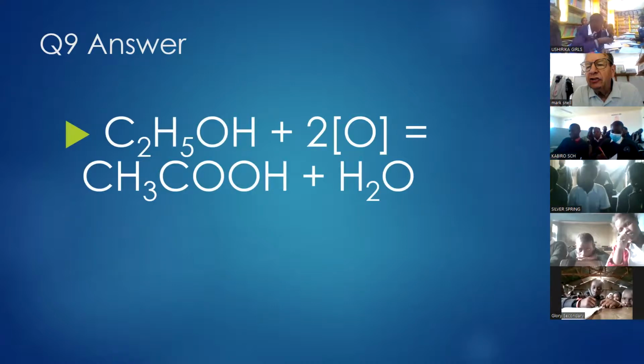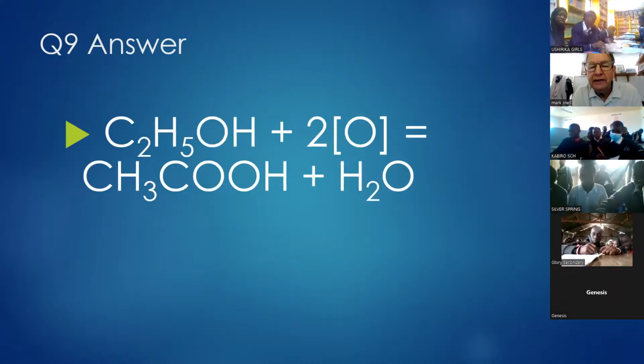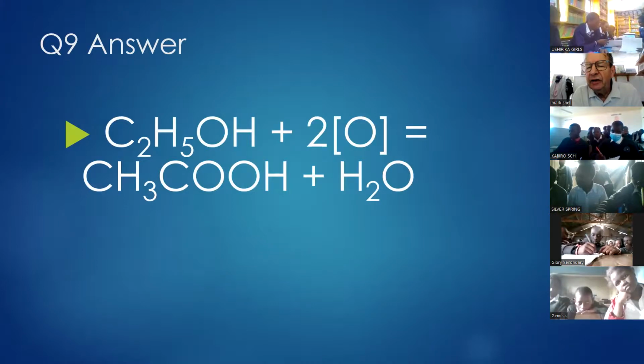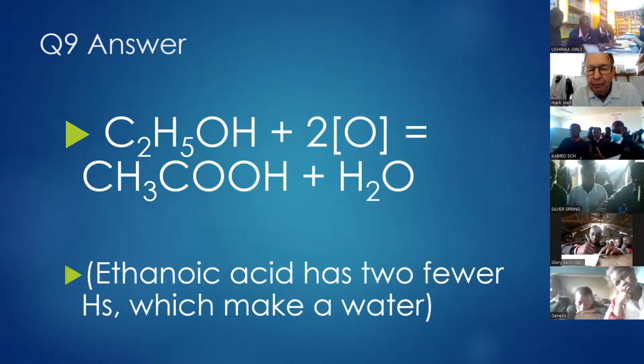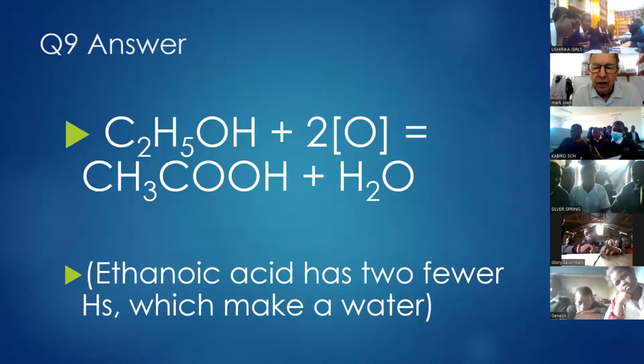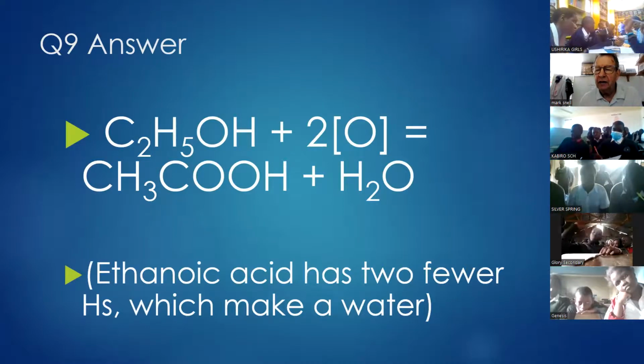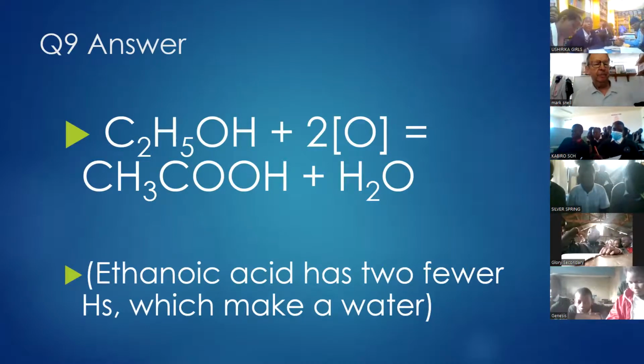C2H5OH plus 2 O's in square brackets goes to CH3COOH and water. If you look at CH3COOH, it's got 2 fewer hydrogens than C2H5OH. So those 2 hydrogens have to go somewhere and they turn into water. That's quite difficult. That is one of the most difficult things we do. Okay, that is the oxidation of an alkanol to make an alkanoic acid.